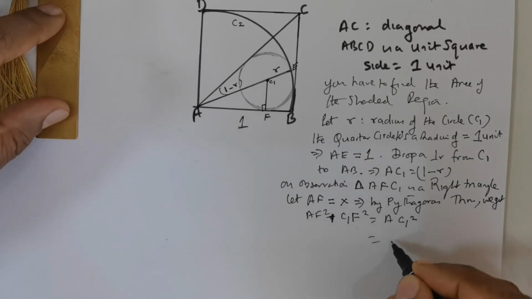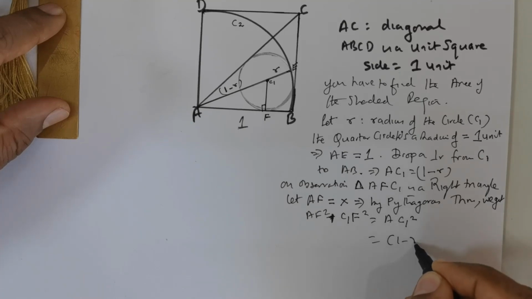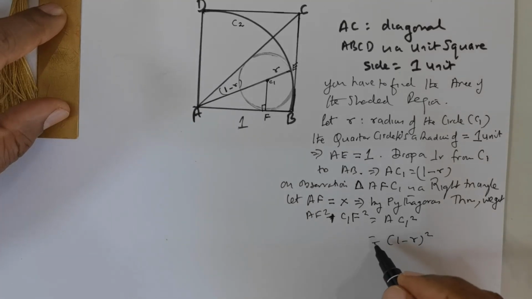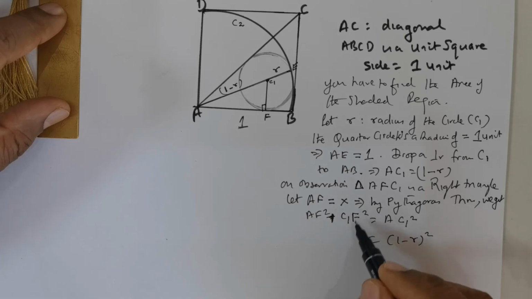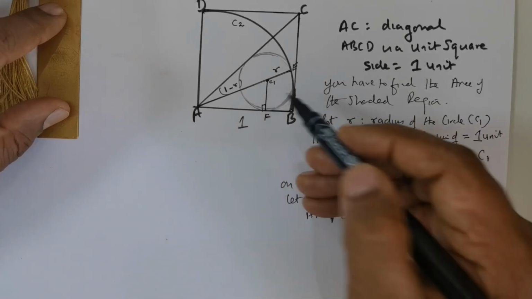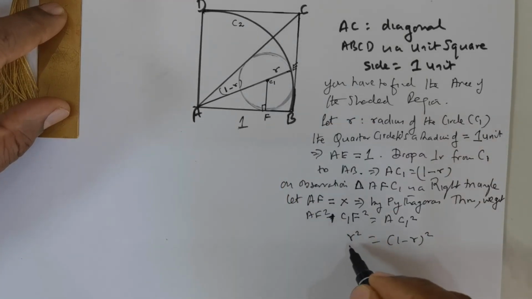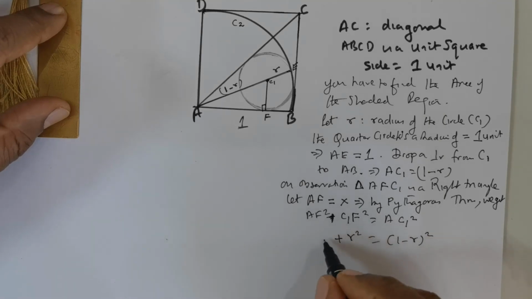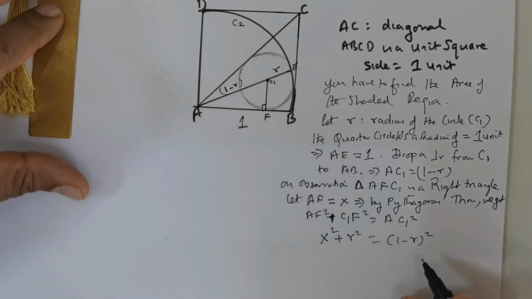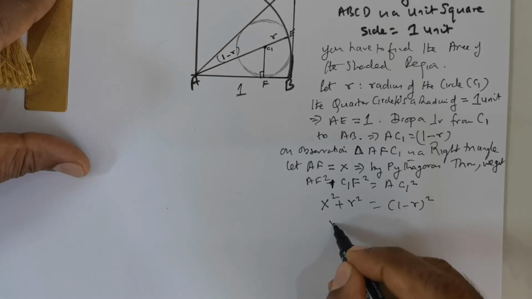Now AC1 squared is (1 - R) raised to the power of 2. C1F, this is going to be R squared. AF squared, I have taken AF to be equal to some x. So this is going to be x squared. So let me get the value of x squared.